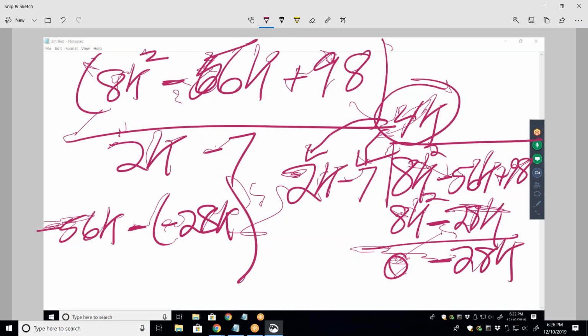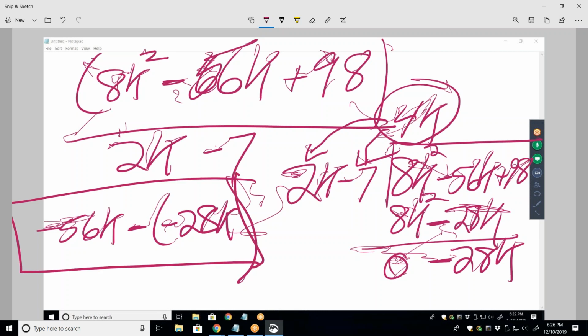Let's talk about this over here on the left. If you are subtracting, change it to an addition problem, change the sign of what was being subtracted, and now you have minus 56 plus 28. That's minus 28. Okay? Now, back to our division problem. You want to bring down the next number. Just like the long division, you always bring down the next number. You with me? And now repeat.